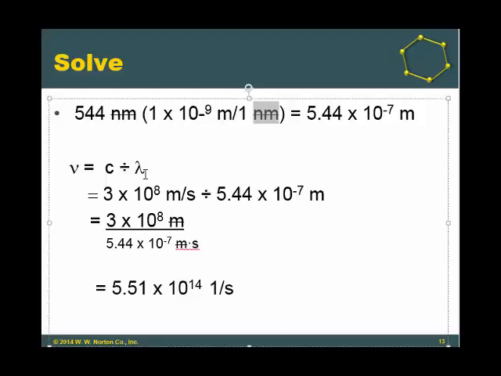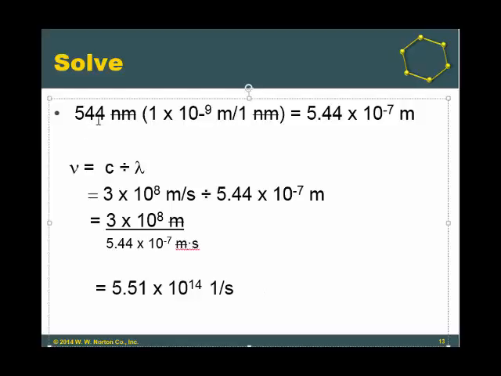Now I'm ready to plug into my equation. C, the speed of light, 3 times 10 to the 8th meters per second, divided by 5.44 times 10 to the minus 7th meters. My meter units cancel out. And it's easier to see that in this fraction format of the division problem. My seconds don't cancel out, and my units end up being 1 per second. The second remains in the denominator. And that is a frequency unit, per second.